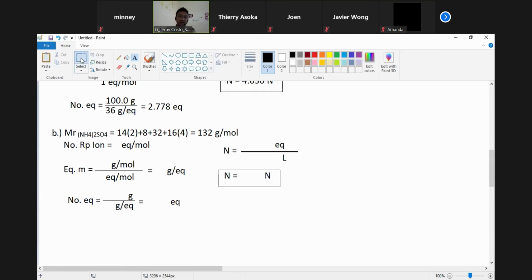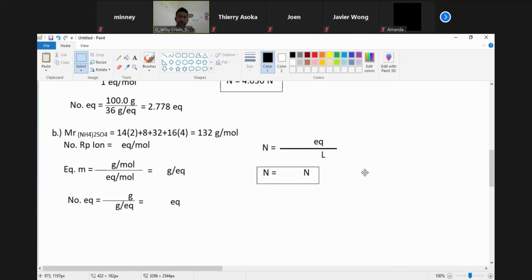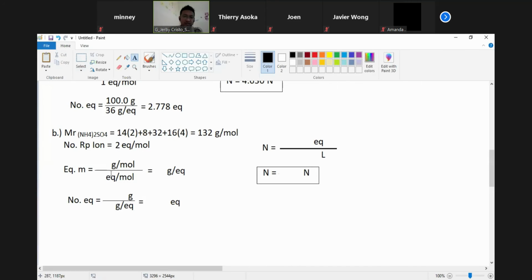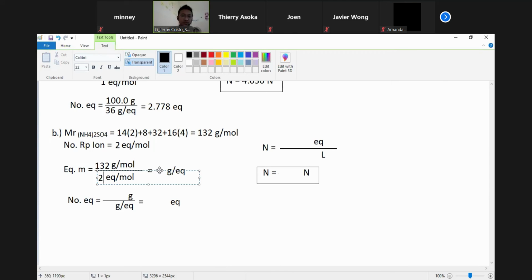All right, next. How many equivalents per mole or replaceable ions is ammonium sulfate? 2. Yes, that is correct. Next, let's substitute. The equivalent mass is the relative mass, 132 grams per mole, divided by the number of replaceable ions, which is 2. The result is 66 grams per equivalent.